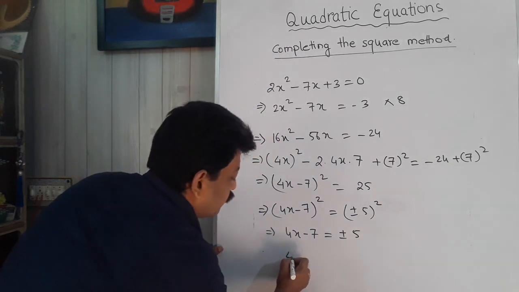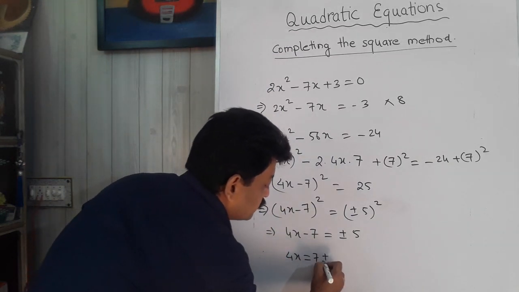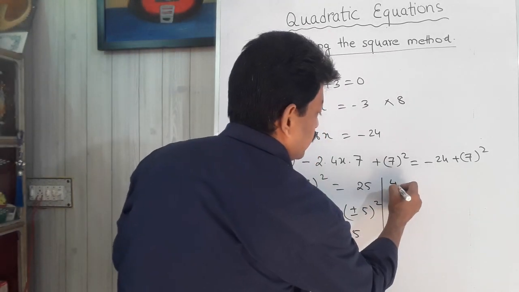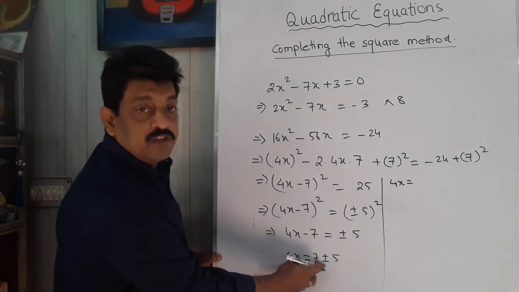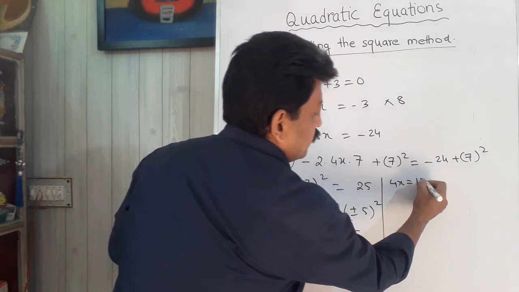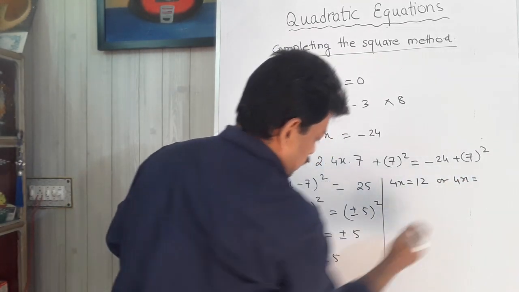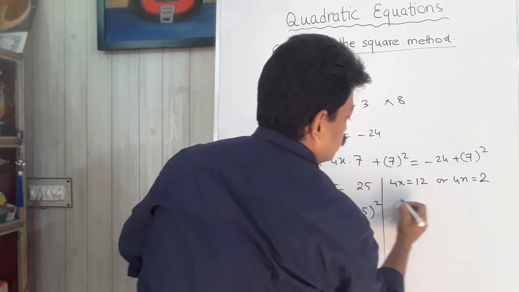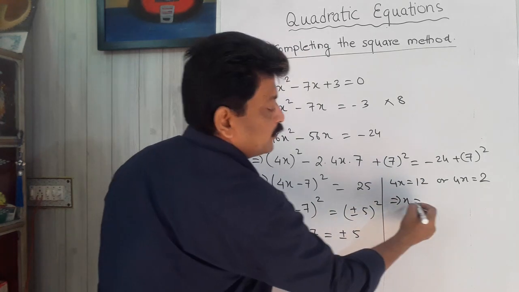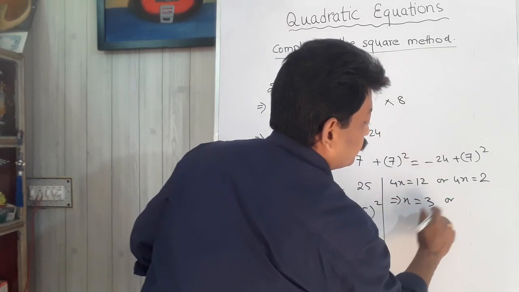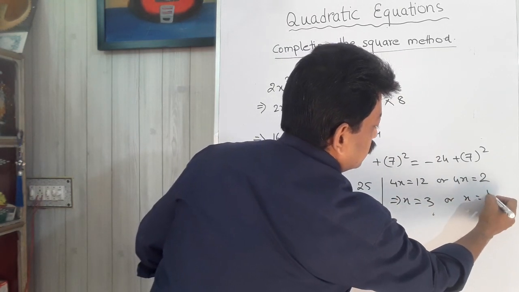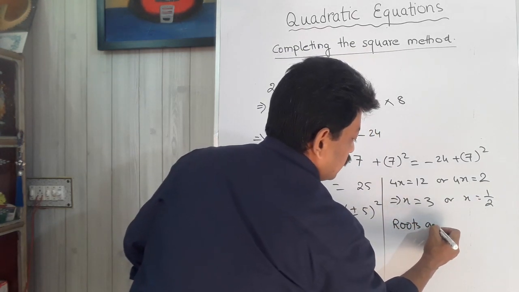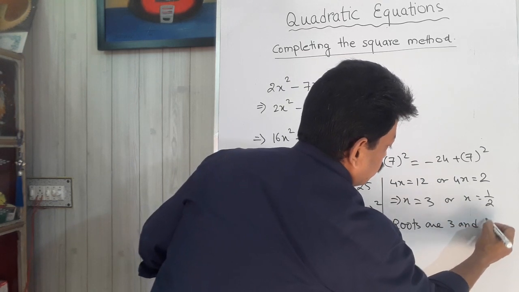So here 4x equals 7 plus minus 5, or we can write 4x equals, if I take the positive value, 7 plus 5 is 12, and if I take the negative value, 7 minus 5 is 2. So 4x equals 2. Therefore x equals 12 upon 4 is 3, and here x equals 2 upon 4 is 1 upon 2. Therefore the two roots are 3 and 1 upon 2.